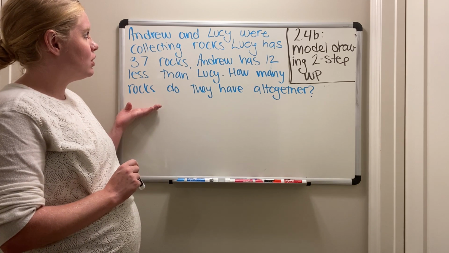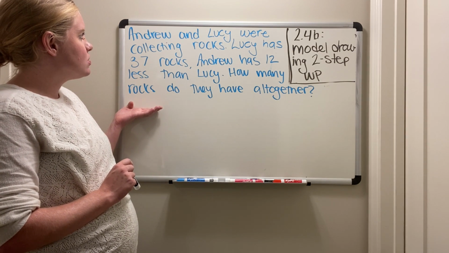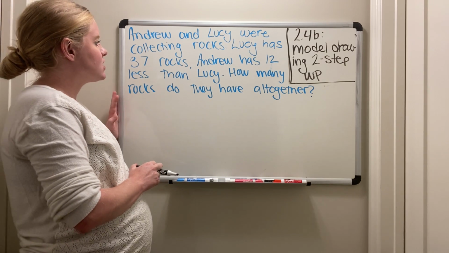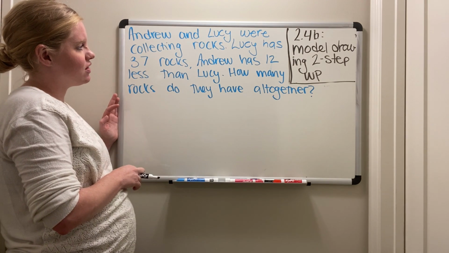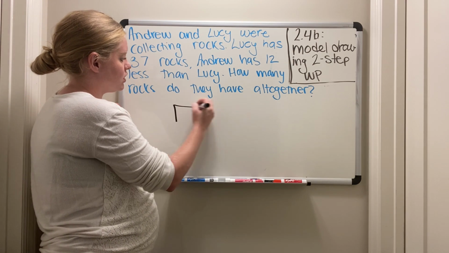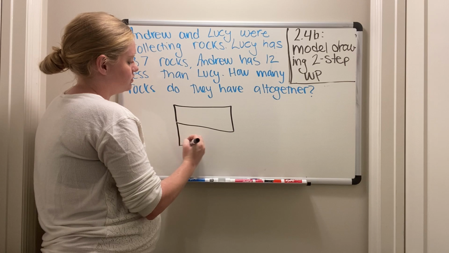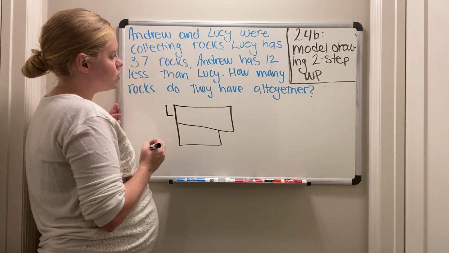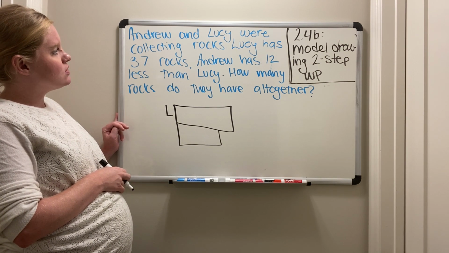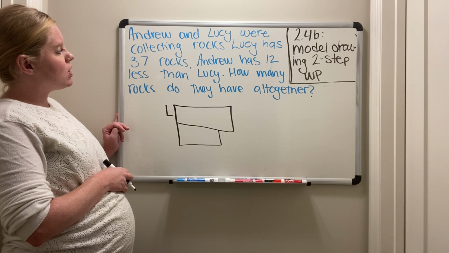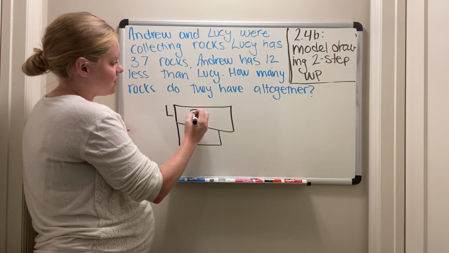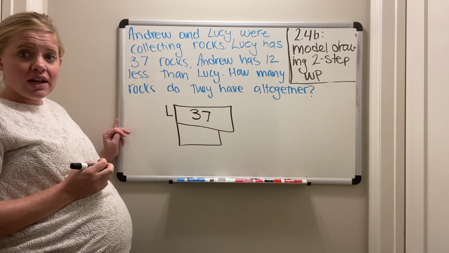Okay, our first word problem is, Andrew and Lucy were collecting rocks. Lucy has 37 rocks. Andrew has 12 less rocks than Lucy. How many rocks do they have altogether? Now, this gets a little bit tricky. Who has more, Lucy or Andrew? Good, Lucy. Do we know how many Lucy has? Let's read it again. Andrew and Lucy were collecting rocks. Lucy has 37 rocks. Andrew has 12 less than Lucy. How many rocks do they have altogether? So we know that Lucy has 37 rocks. Do we know how many Andrew has?